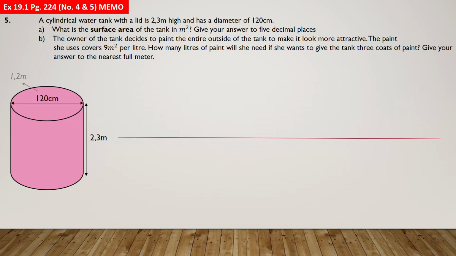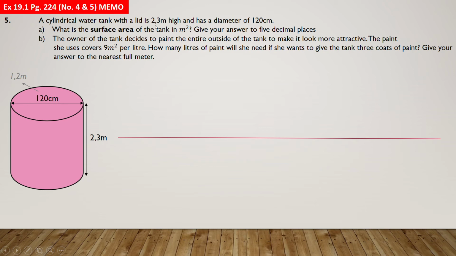Alright, then the second question that you had to do was number 5. It says a cylindrical water tank with a lid is 2.3 meters high. So there's your height, and it has a diameter of 120 centimeters. First thing you should have noticed here is that they gave you the diameter, so you should actually be working with a radius, so you should have divided that by 2. The second thing you need to know is that they gave you one measurement in meters and one in centimeters. So you're going to have to convert one of them.